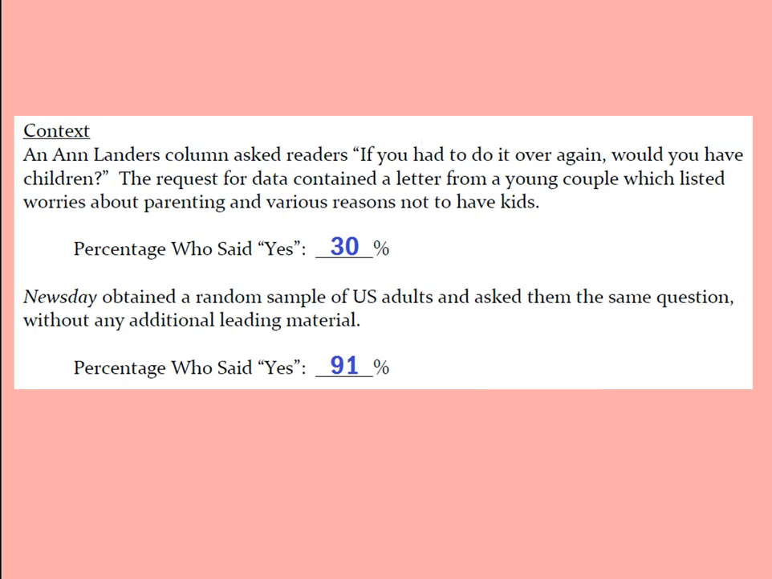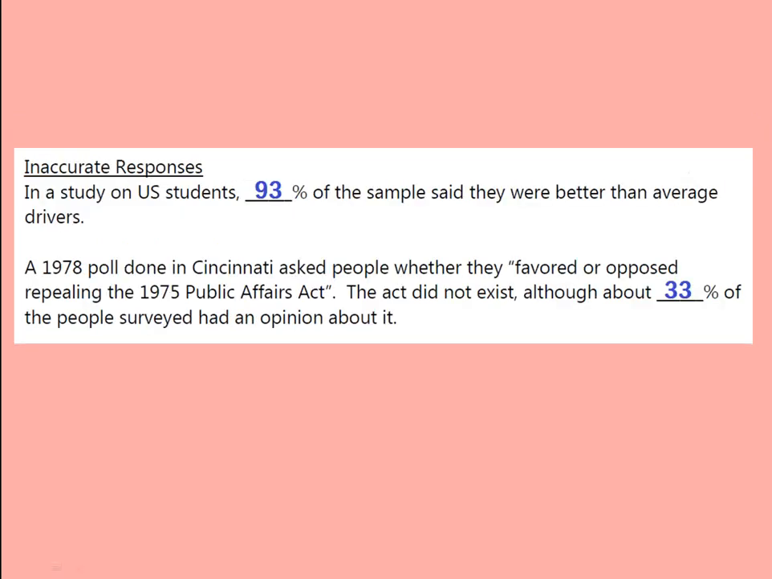Intuitively, looking at those numbers, the 91 makes a lot more sense than the 30. But then again, the 91 is coming from a random sample, and there's no leading material to push people one way or the other as far as how they're going to answer that question. Inaccurate responses. Both of the percentages on this slide are clearly wrong. There's no way 93% of the sample were better than average drivers. And the other one, 33% of the people surveyed had an opinion about an act that didn't exist. Really what that comes from is that it's hard to say, I don't know.